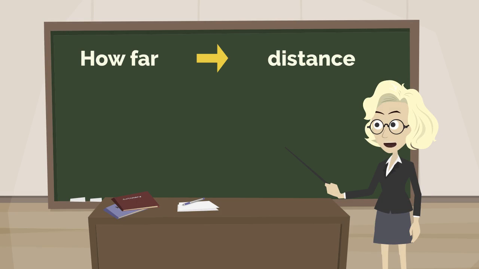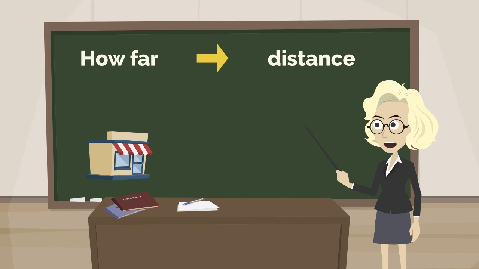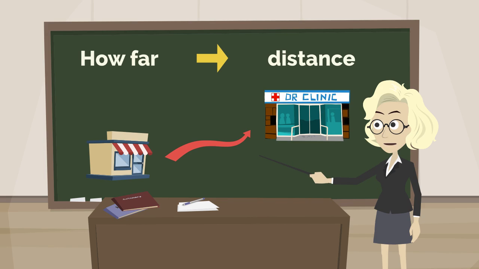When we talk about how far something is, we are referring to the distance between two places. Let's look at the following example.